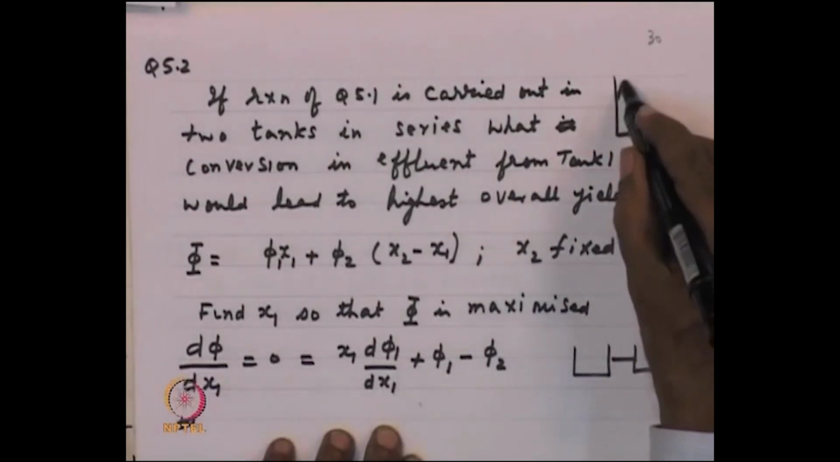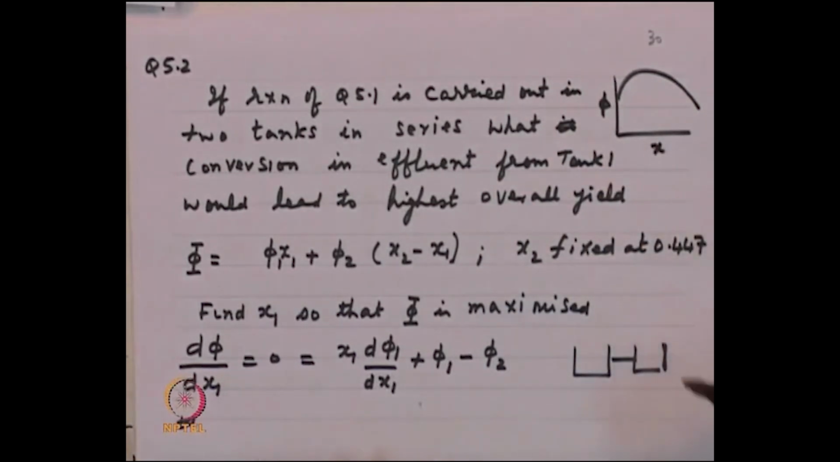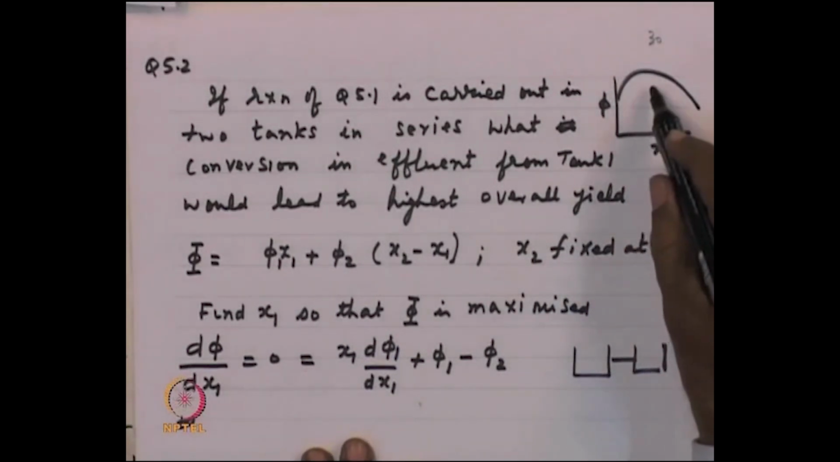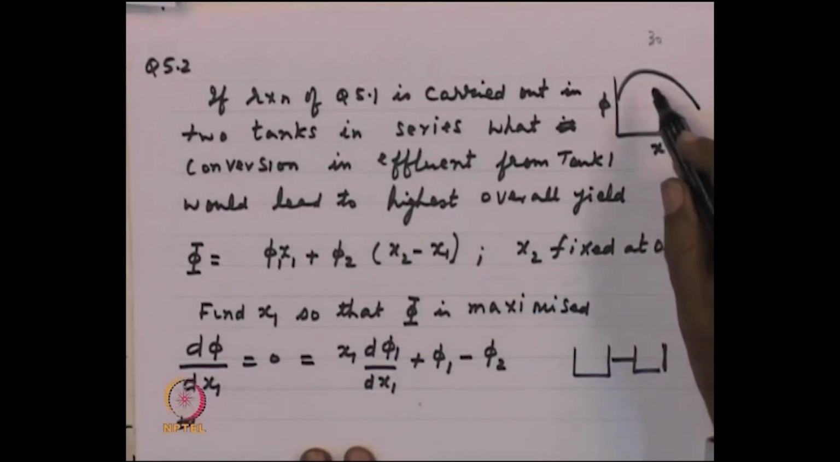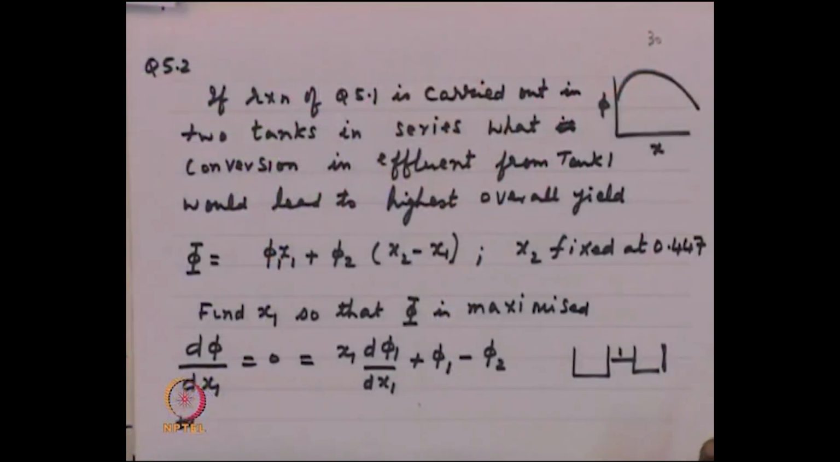We have this phi versus x curve. It is a 2 tank sequence, and we want to terminate somewhere in between. What conversion in the effluent from tank 1 would lead to the highest overall yield? What would be our strategy? Basically, overall yield is determined by the area. Tell me what choice of the intermediate point, what choice of x 1, would give us the highest area?